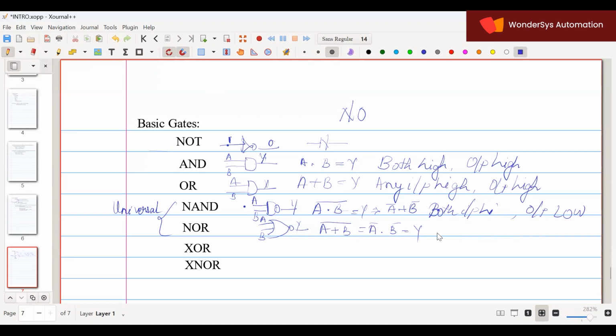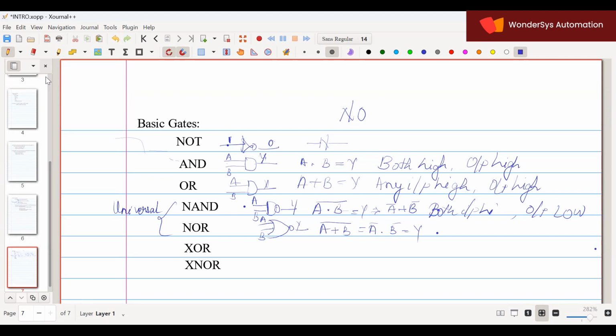NOR gate is quite opposite to OR gate. If you add a NOT gate to an OR gate, you get a NOR gate. If any one of the inputs is high, what about the output? Sushanta, it's correct.